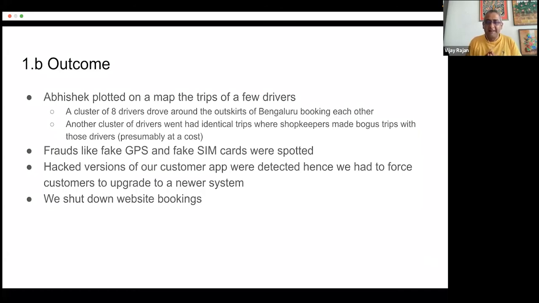So this kind of bi-clustering solution exposed all kinds of frauds. GPS fraud was exposed, bad SIM cards, fake SIM cards that don't match the Luhn algorithm for the SIM ID, I believe, the device ID also. And all sorts of frauds were caught. And the hacked version of the customer app was also detected, because that's how a lot of these clusters were working. And we shut down website bookings because there was no GPS involved in website bookings at that time. And we noticed a lot of fraud happen this way as well.